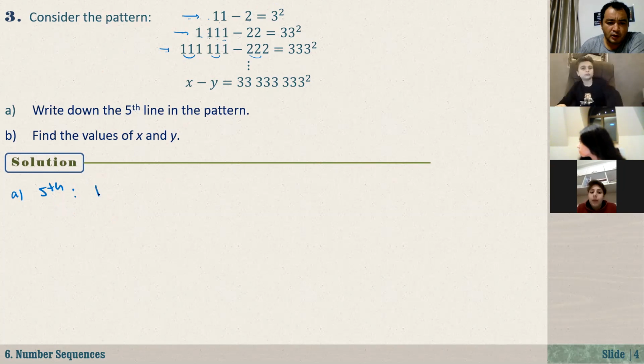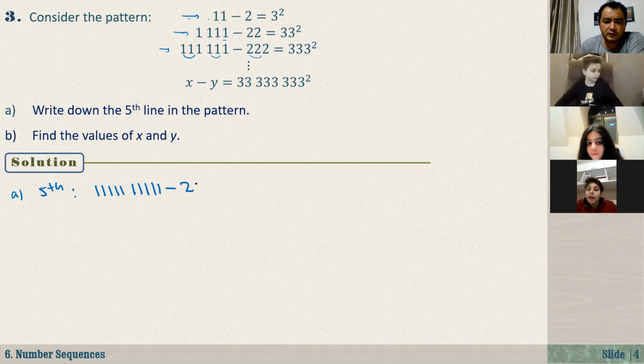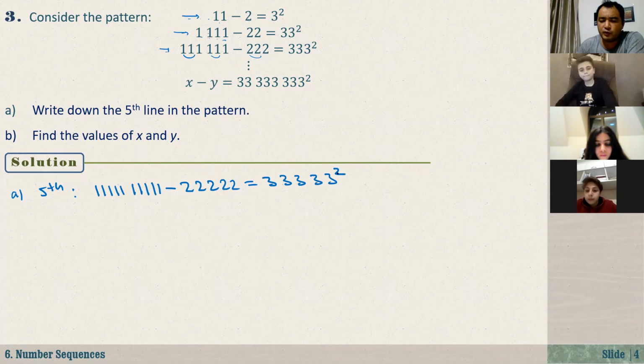Here we have 1, 2, 3, 4, 5 ones. Minus, and here we have 2s. How many? 5. According to this pattern, it will be equal to 1, 2, 3, 4, 5 squared. It's a pattern, so it's a huge number, but because of this pattern, that's equal to this.